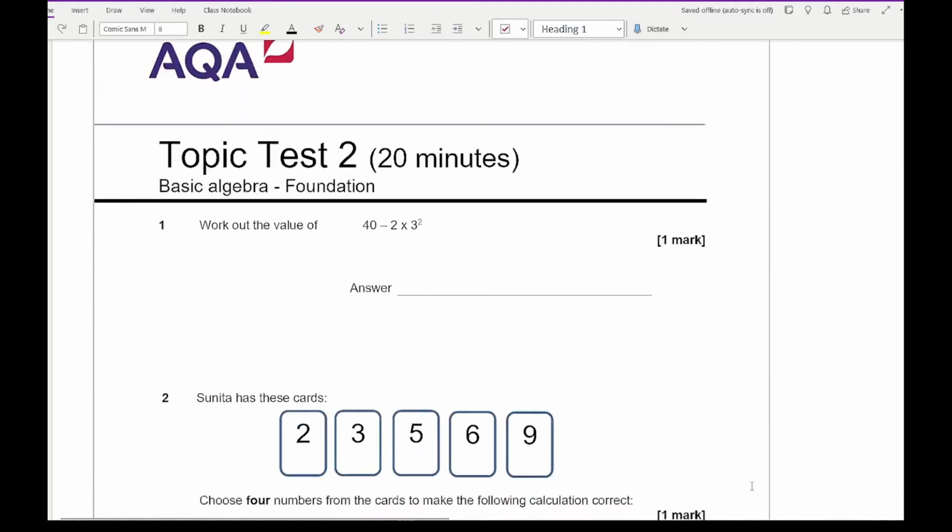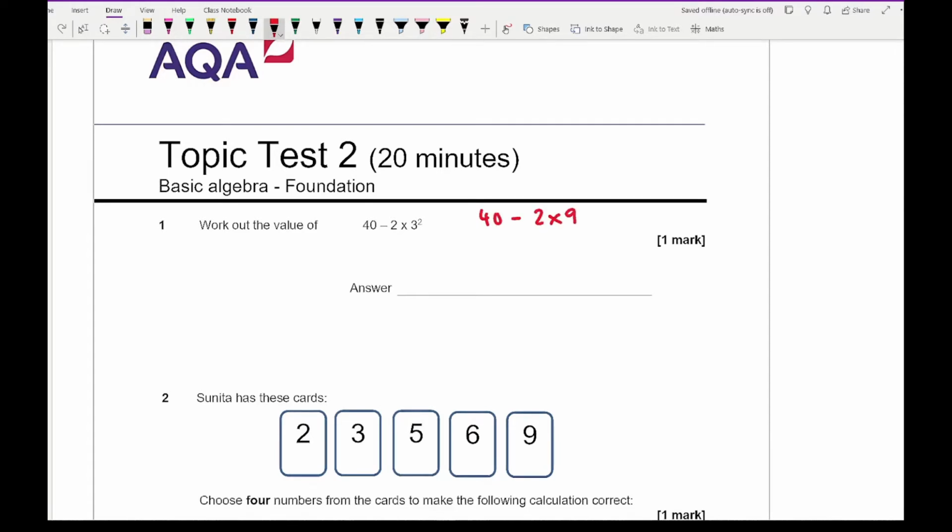So question 1 refers to BIDMAS, so all we need to do is work out the value of this. Now these types of questions do generally appear on a non-calculator paper, because otherwise you can just simply type into your calculator and boom, you've got your answer. So looking at this, what we need to do is just recognize we need to do our power first. So that's going to be 40 minus 2 times 9. Then we do the multiplication, so that's 18. So it's 40 minus 18, which gives us an answer of 22.